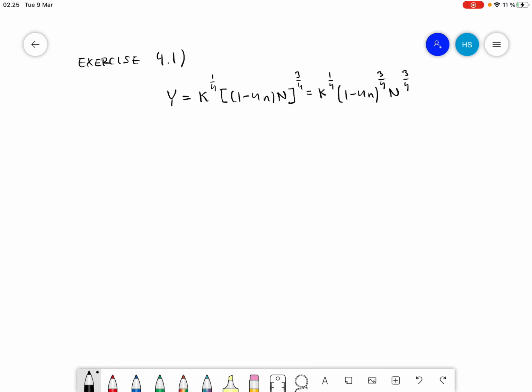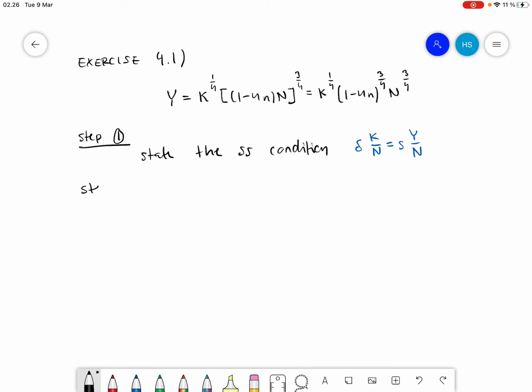So the first thing that we have to do in exercise 4.1 is to state the steady state condition. Why? Well, we have to find the steady state values, so always state the steady state condition, so you can always recall it afterwards. And what does the steady state condition say? Well, it says that delta times K over N should be equal to the savings rate times Y over N.